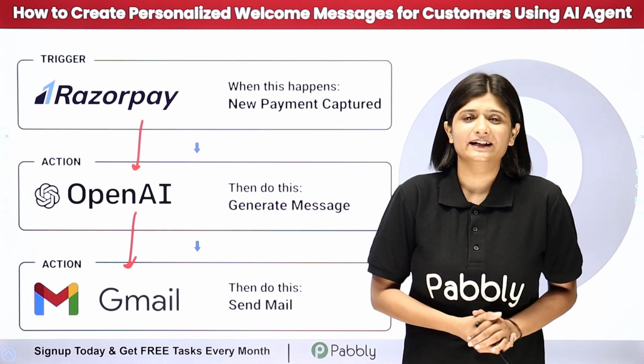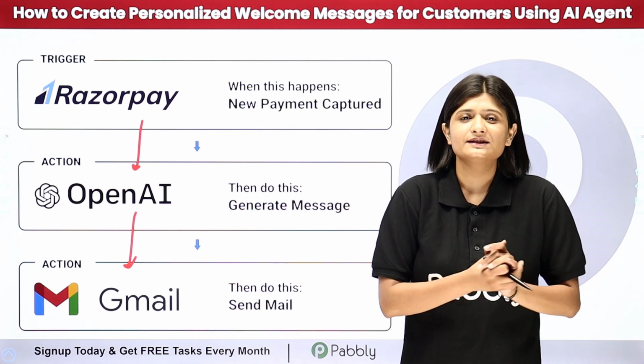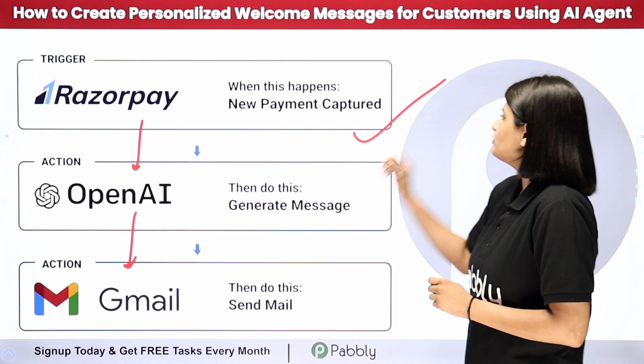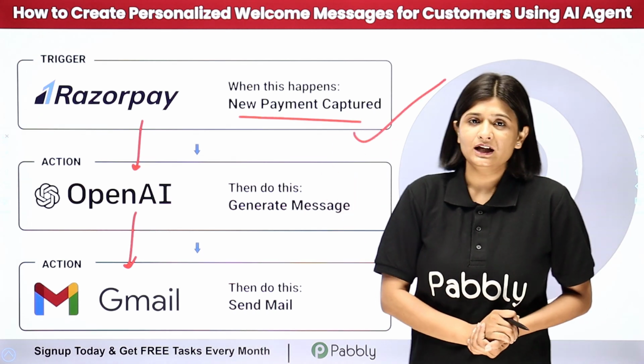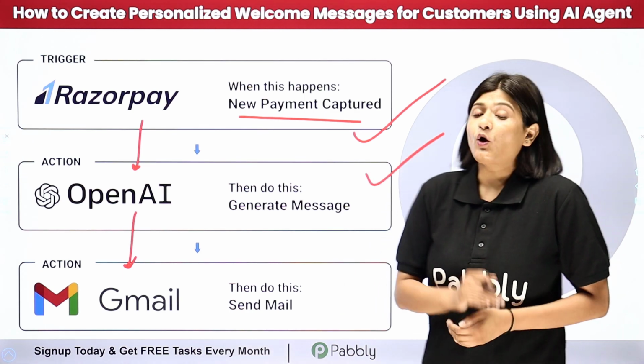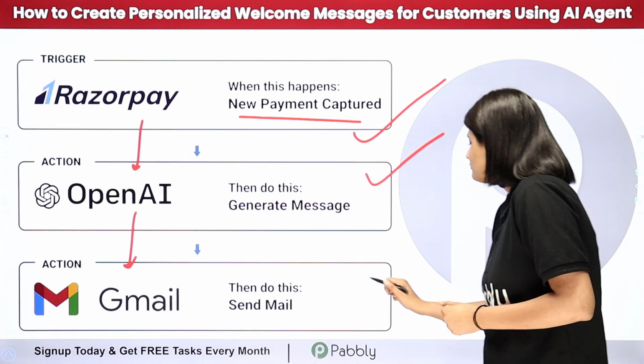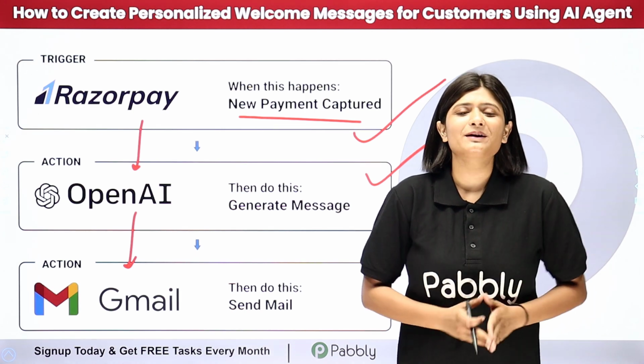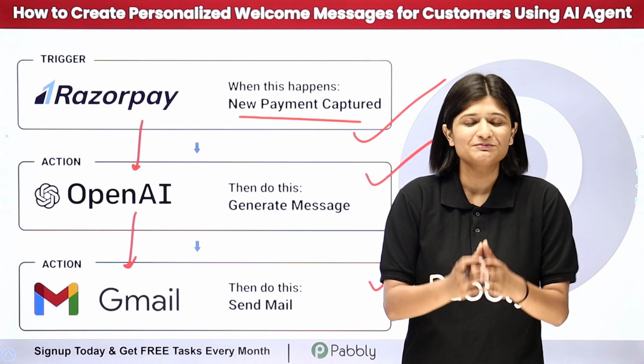With the help of Pabbly Connect, I am going to build this connection in such a way that whenever there will be a new purchase or new payment in my Razorpay, the message will be automatically generated with the help of OpenAI, and I am automatically going to send this with the help of Gmail. Now if you want to learn this amazing automation step by step, then let me take you all to my screen.